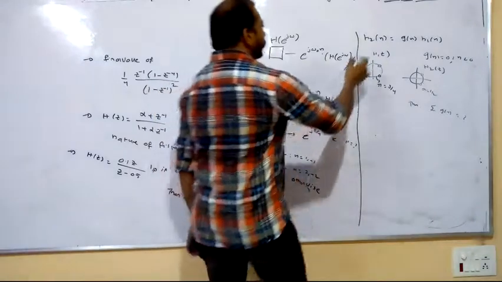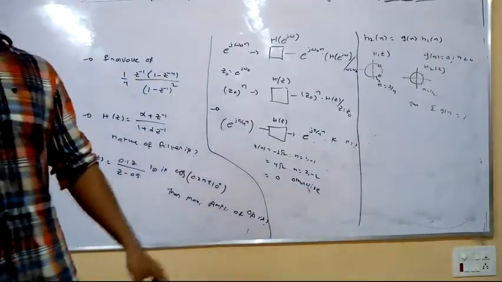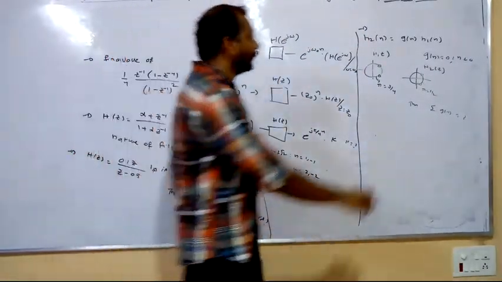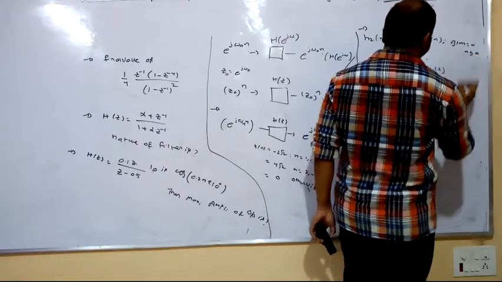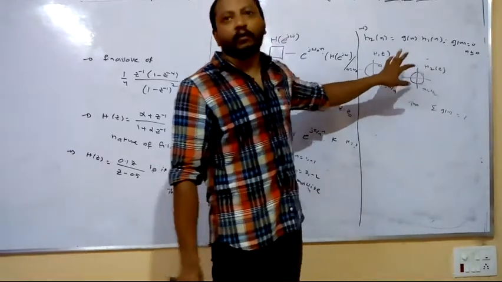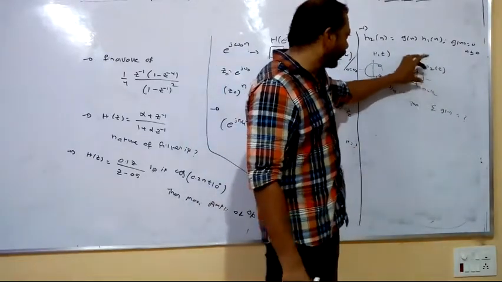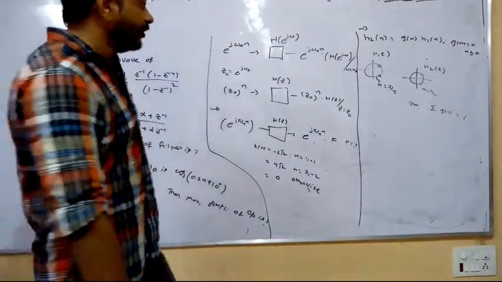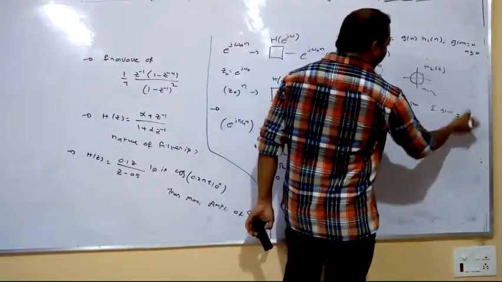Now, given some expression, h2 of n is equal to g of n into h1 of n, and the corresponding z transform is given like this. The z transform of h1 of z has 2 zeros or 2 poles at r equal to 3/4 circle. The corresponding h2 of z has poles at r equal to 1/2 circle. Then they are asking for the summation of the signal g of n. What is the summation of g of n?